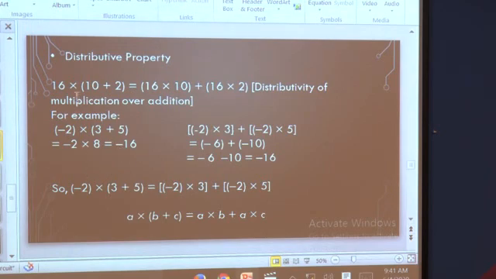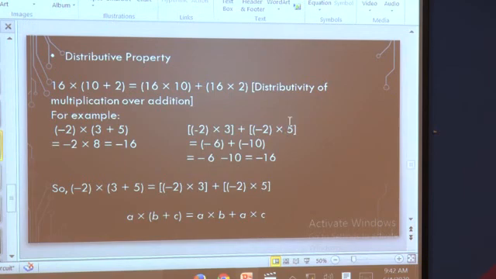Now while learning the distributive property of multiplication we have to use this method, so I will explain it in detail. Here is -2 multiplied by 3, which I had taken in a bracket, plus -2 into 5. What do I have to do? First we have to solve each product. 3 multiplied by 2 is 6. It is a negative integer, so I write minus 6 plus.